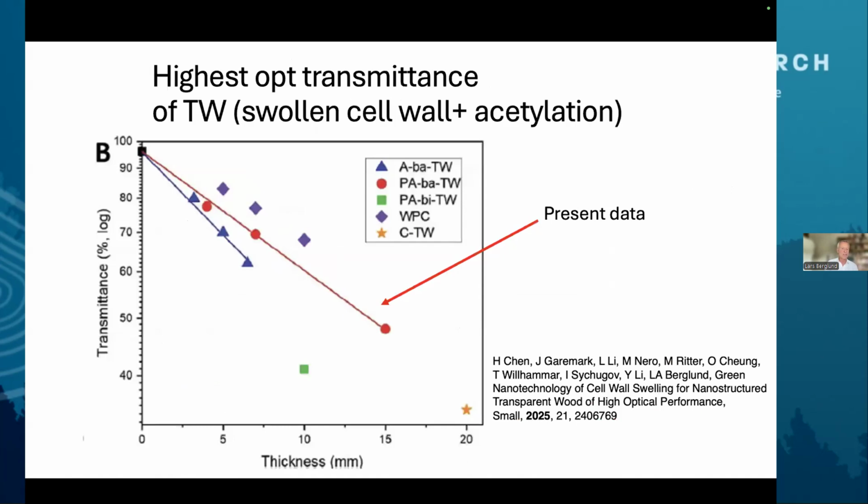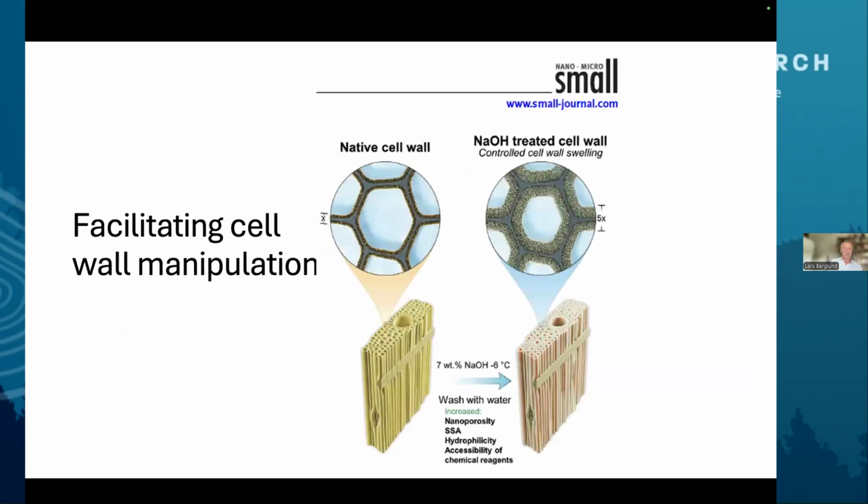The optical transmittance is the highest we've measured for transparent wood. The cell wall is swollen. We've done acetylation, and we continue to work on this problem. The blue diamonds have even better transmittance. So the lower the slope, the better the optical transmittance. This is transmittance versus thickness. The blue diamonds there, it's sawdust, and it's a bit of a strange study, but they have reported better optical properties than we have. So, summary.